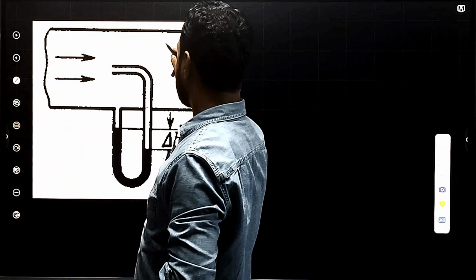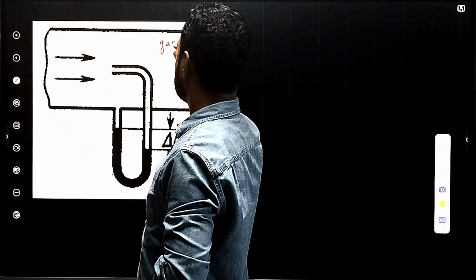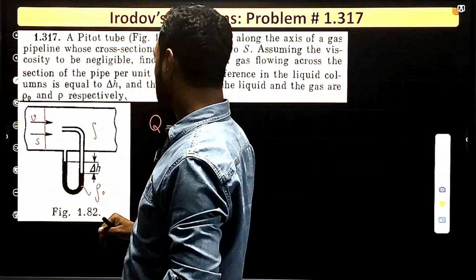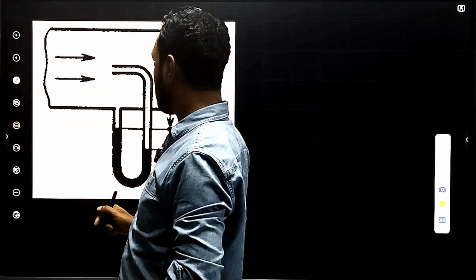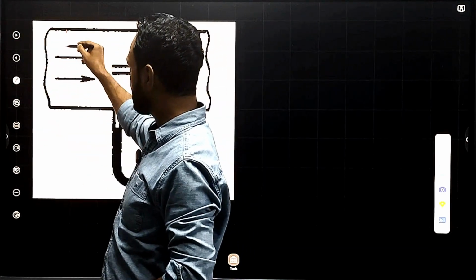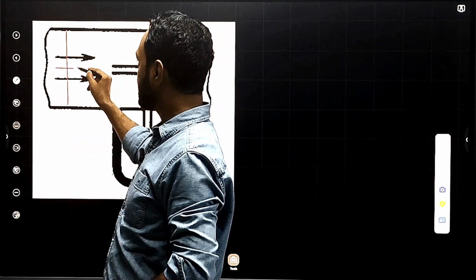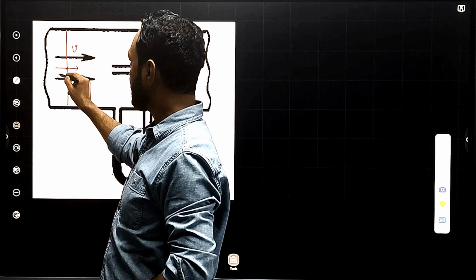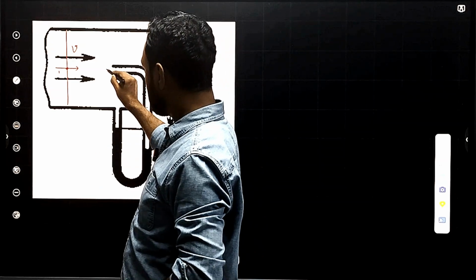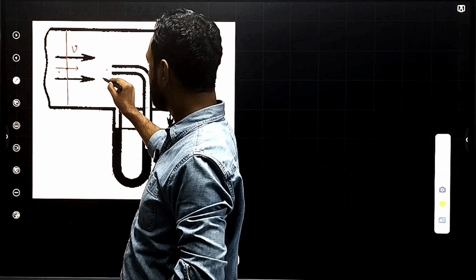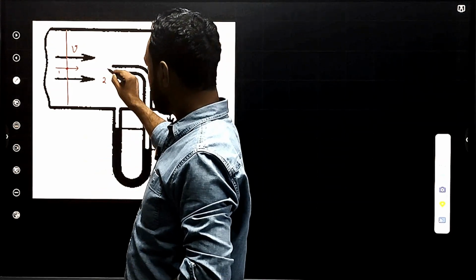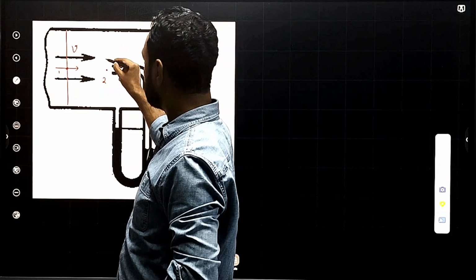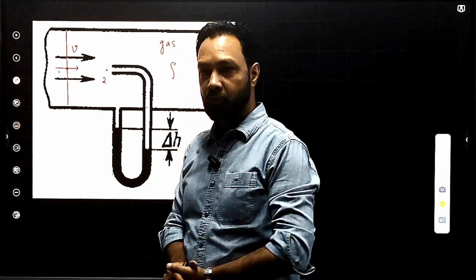So first of all, for the gas, the density is rho. Here the fluid is crossing through this section, so velocity here is say V. This point is say 1, and this point is say 2, at the mouth of the pitot tube.